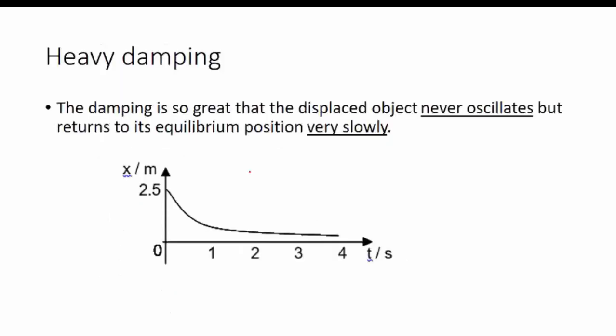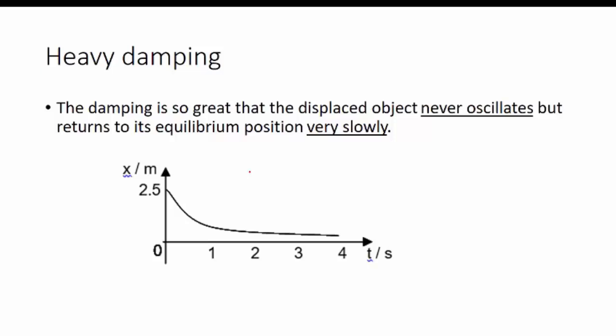Right. What happens if we increase to the other extreme? If the damping is so high, we increase the resistance so much that the oscillation doesn't take place. You increase the resistance force so much that there's no oscillation. Now, this is called heavy damping. In that case, there is no oscillation.